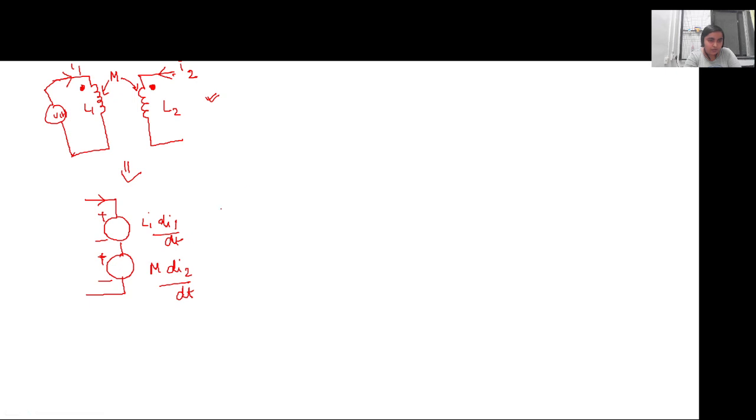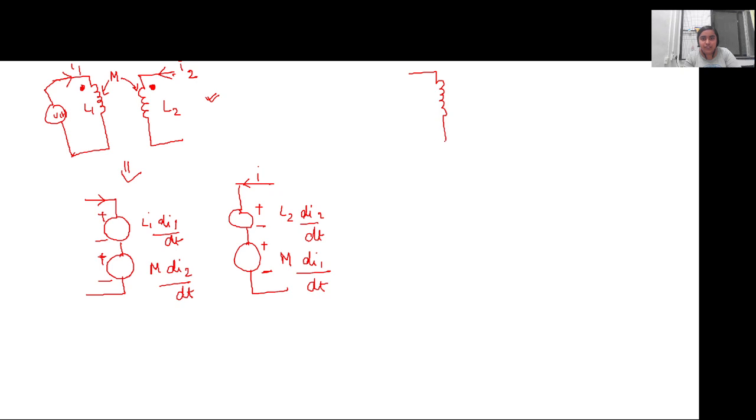For the second inductor, it will be kind of similar. Since current is entering like this, there will be a voltage drop which will be L di2 by dt, and there will be a mutual inductance term M di1 by dt because of the inductor in the primary winding. Since both the dots are entering, the direction will be like this, right? It's fine.